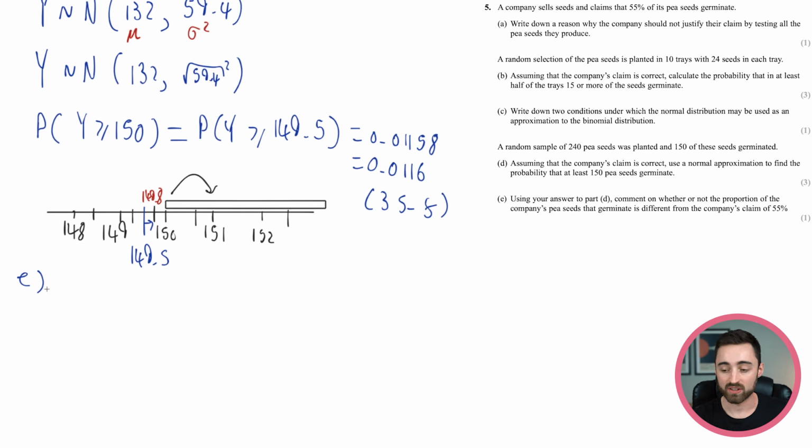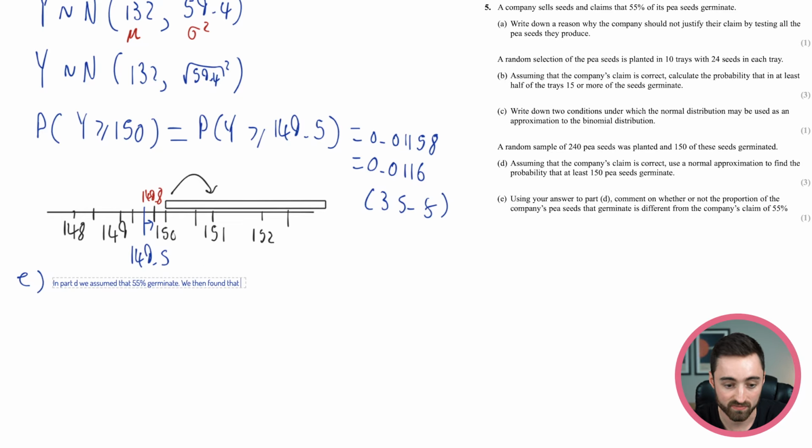We're saying, okay, assuming, what did we do in part D? We said, assuming that the company's claim was correct. So in part D, I'm going to write out what I'm saying, okay? In part D, we assumed that 55% germinate. That was the company's claim. And we used that information to work out the probability that at least 150 germinate, okay? So we assume that 55% germinate.